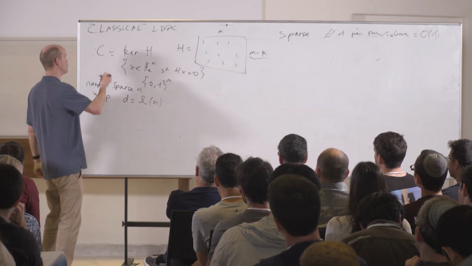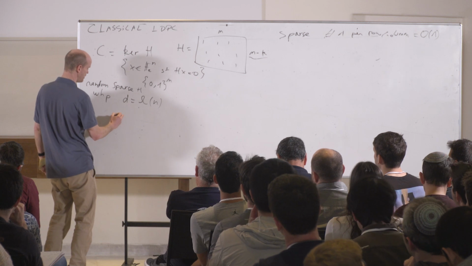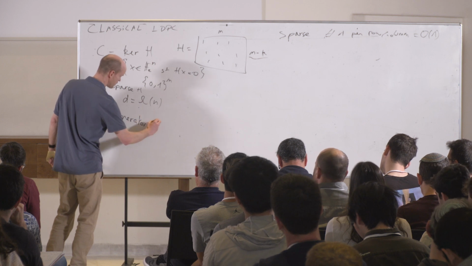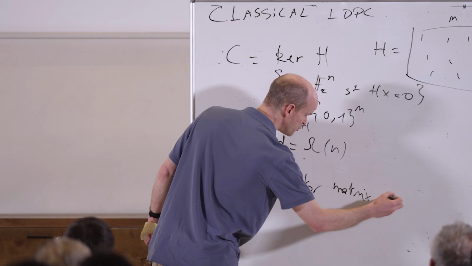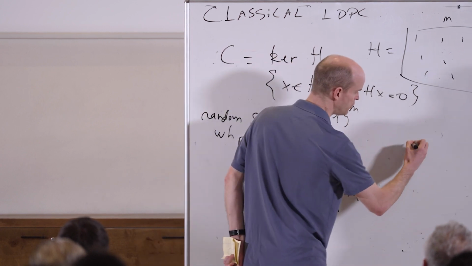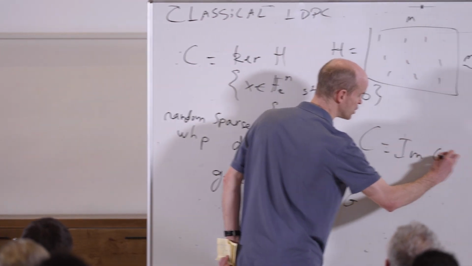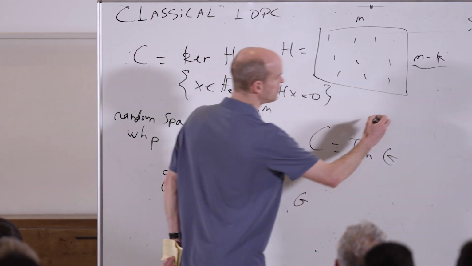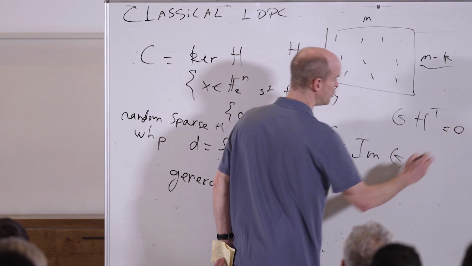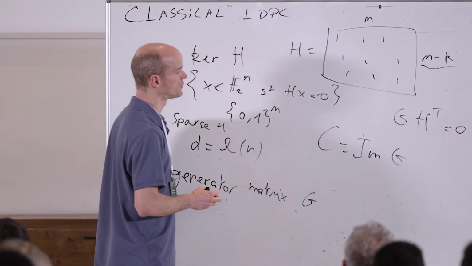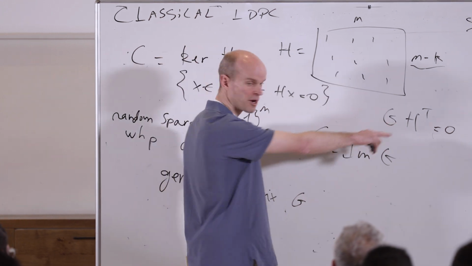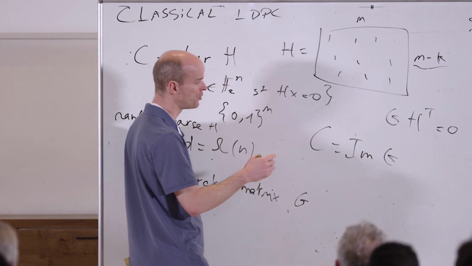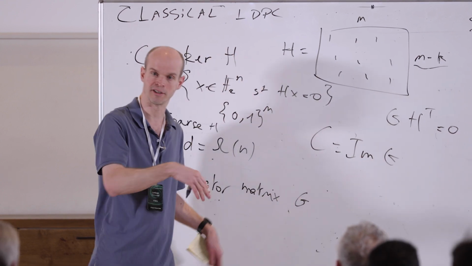So you need to find what is called the generator matrix of the code. Usually it's called G, and the code is really the image of G. G is just a matrix such that G H transpose equals 0. So you need to solve a linear system. You find this matrix G, and then for any vector that you want to encode, you just apply G to the vector, and it gives you a codeword.